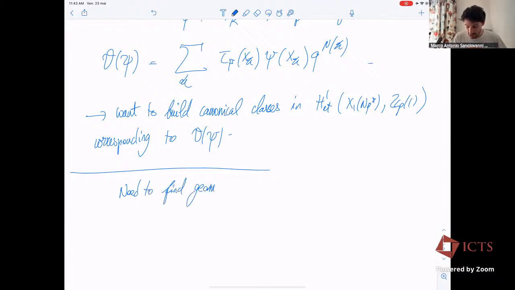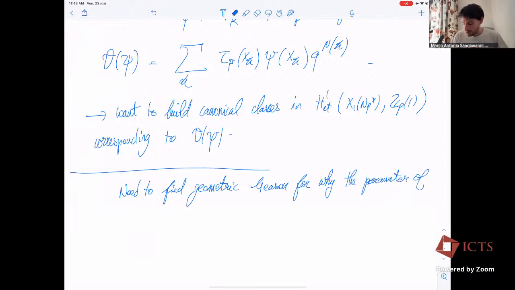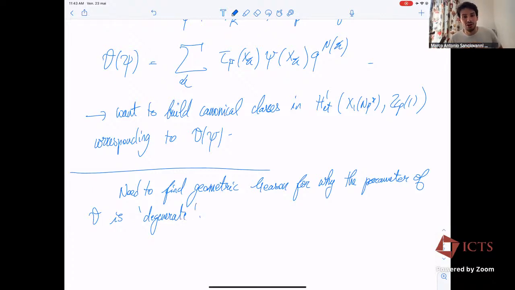a geometric reason for why the parameter of theta is degenerate, in the sense that it is smaller than what it should be. The Galois representation has a much smaller image than a normal cusp form. Okay, so why is this the case?